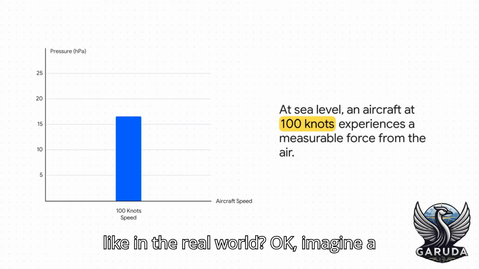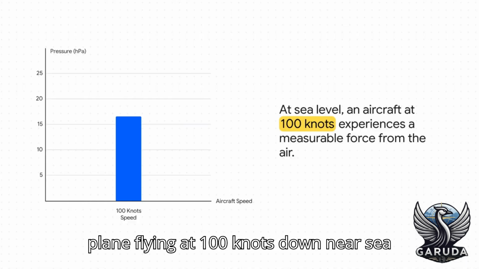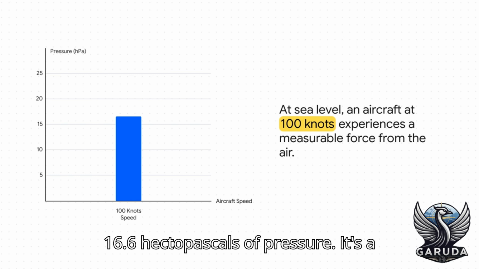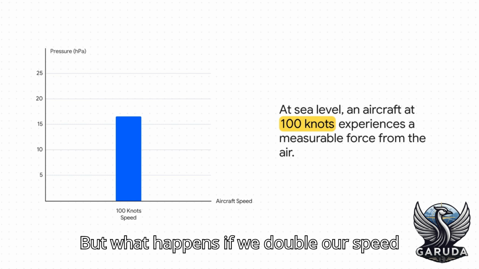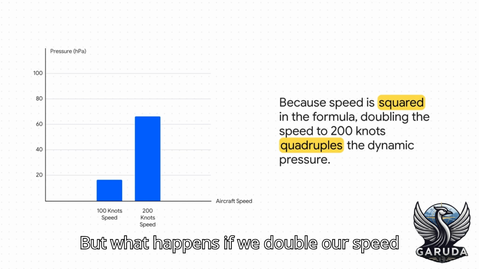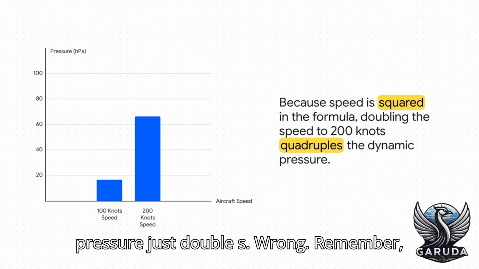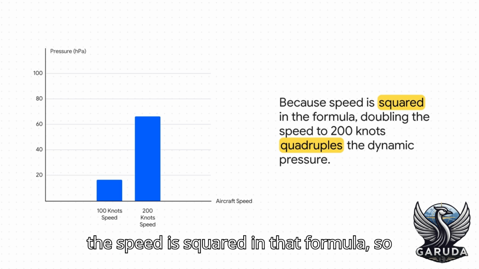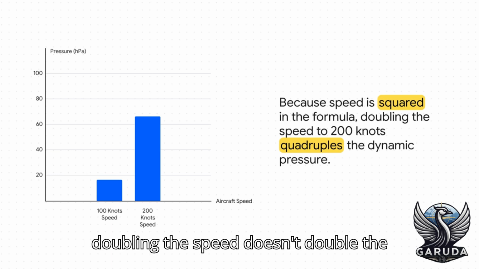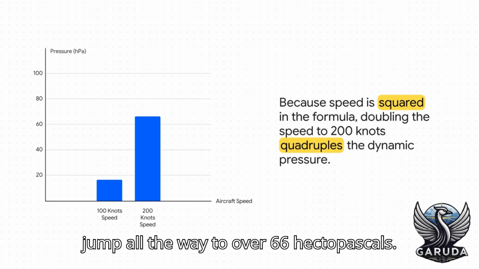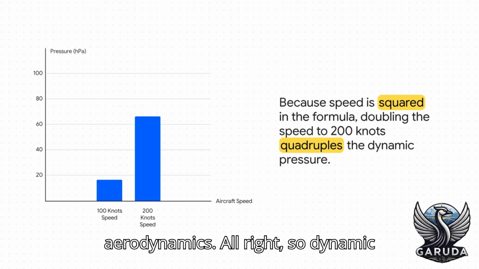So what does that look like in the real world? Imagine a plane flying at 100 knots, down near sea level. The air is pushing back with about 16.6 hectopascals of pressure. It's a small force, but it's definitely there. But what happens if we double our speed to 200 knots? Now you might think the pressure just doubles, right? Wrong. Remember, the speed is squared in that formula. So doubling the speed doesn't double the pressure. It quadruples it, making it jump all the way to over 66 hectopascals. This relationship is everything in aerodynamics.